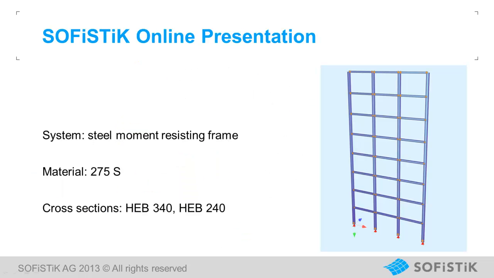The system that has been chosen for this presentation is a 2D steel moment resisting frame. 275 structural steel type is used as material, and two different wide double T-beam steel profiles are used as cross-sections: the 340 wide double T-beam for the columns and the 240 wide double T-beam for the beams.